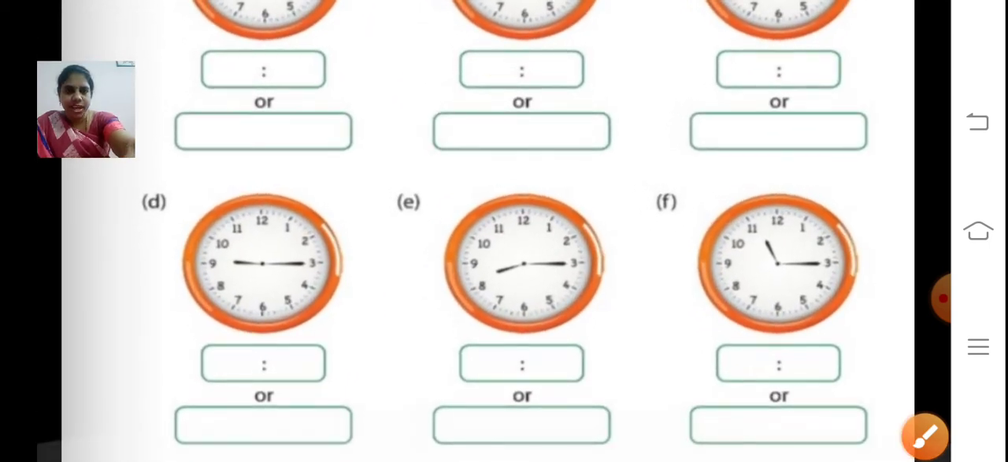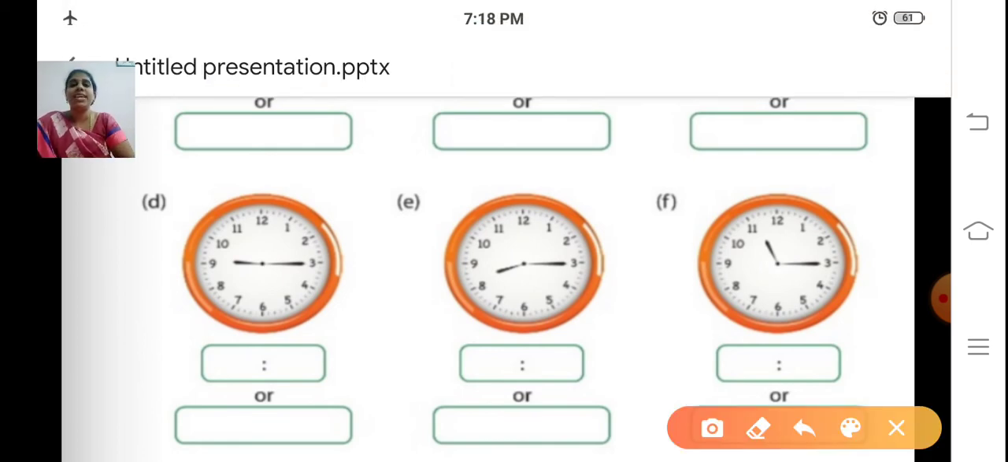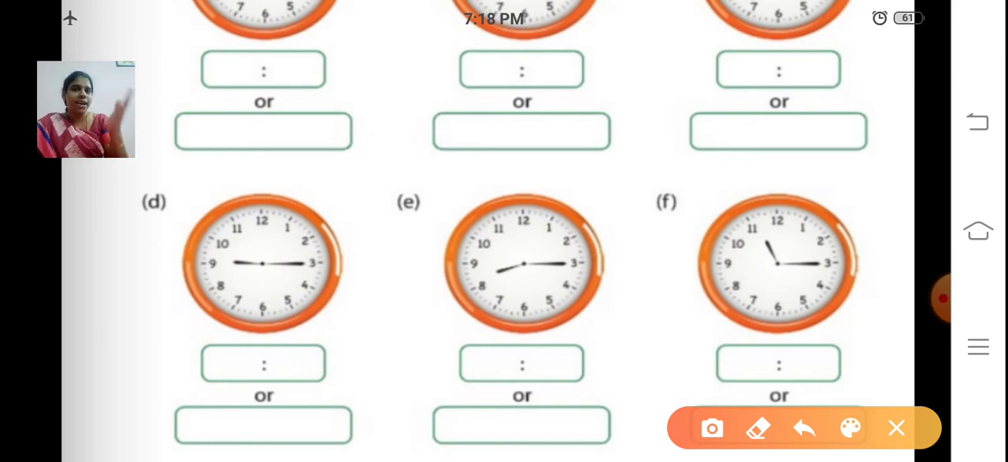Next, D sum. Now it's easy, right? You will do, right? Now D sum, tell me how will you write the time? Hour hand and minute hand, right? Where is the hour hand, smaller hand? Which number is it? Just see, smaller one is at 9. It crossed 9, right? So the time is 9. Then where is the minute hand, the longer one? 3, same 3 only. So 3 means 3 5s are 15 minutes. So 9:15. So if it is at 3, it is 15 minutes.